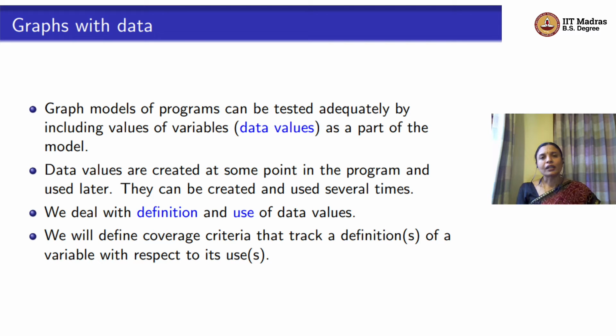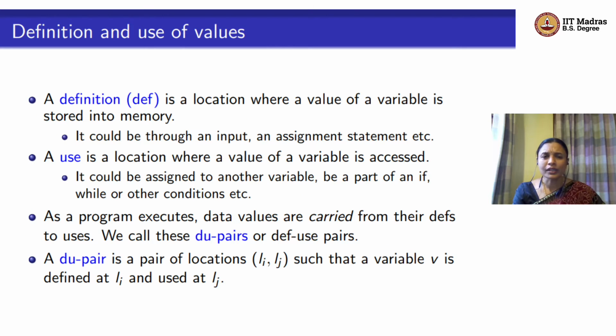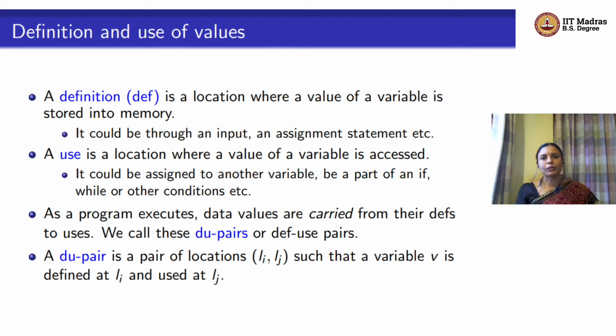So data that gets defined at some point will have to get used later in the code, maybe once, maybe more than once. And we work with coverage criteria that will track how data gets defined, and once it gets defined, how does it get used? So what is the definition of a value or a variable? Let's take a variable. Let's not worry about what that variable is for now.